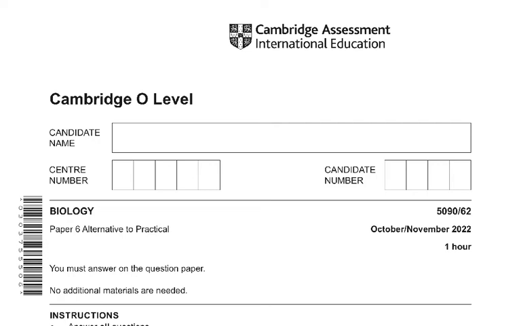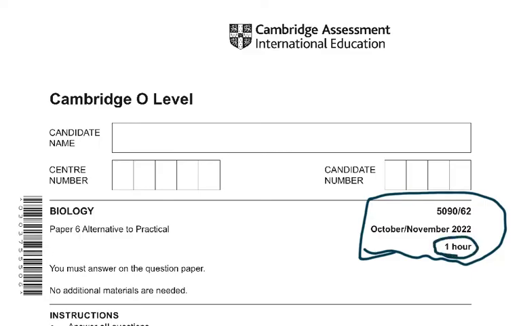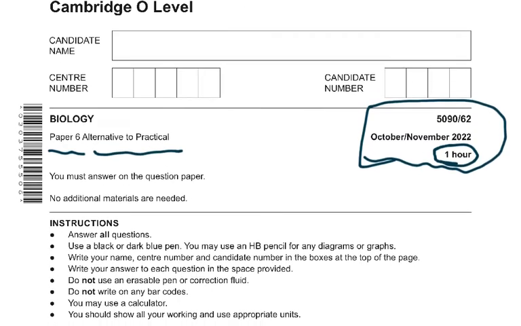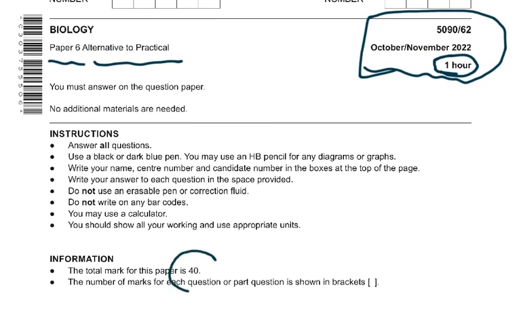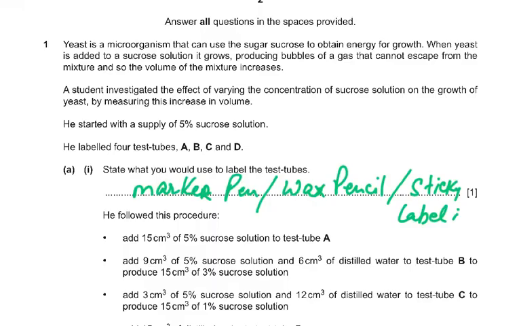Now, the paper that we're going to do is November 22, paper 6.2. As everybody knows, this paper is for 1 hour and is called paper 6, alternative to practical. The total is 40 marks, and we need to score well in this paper so as to get a good grade.